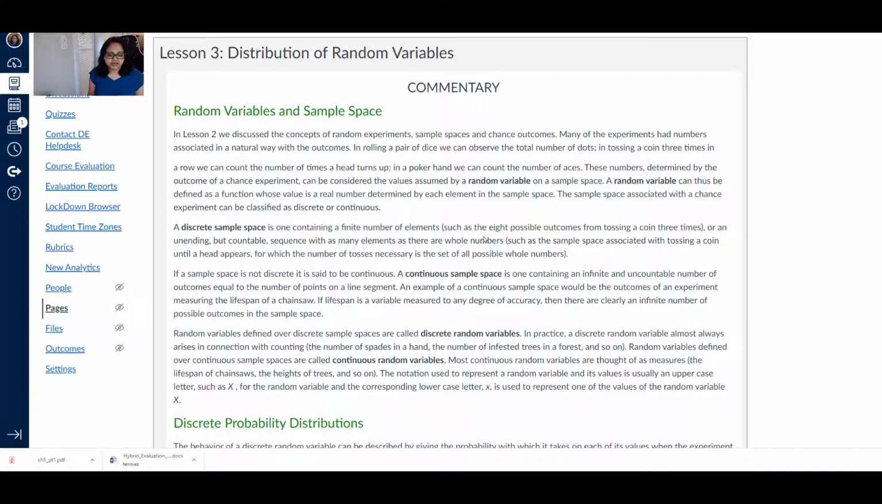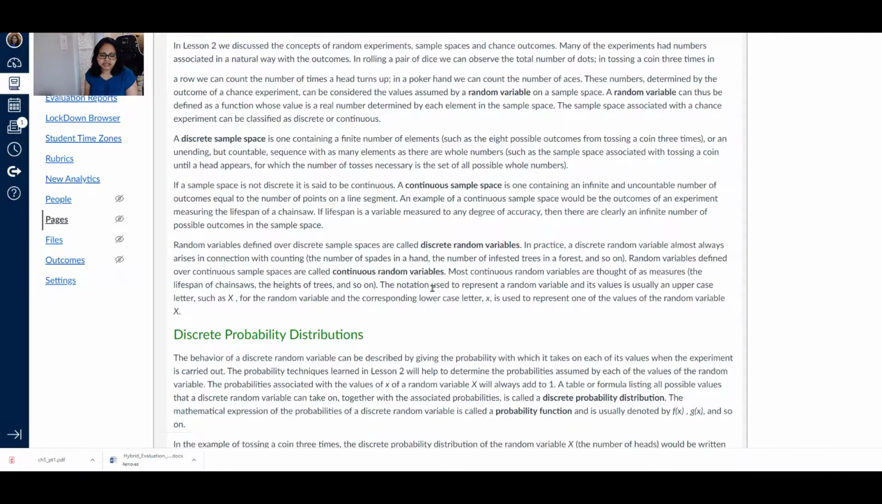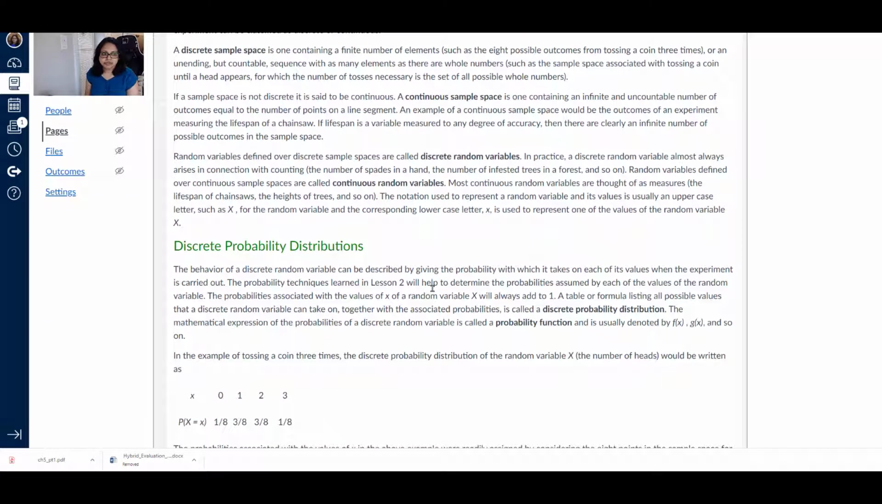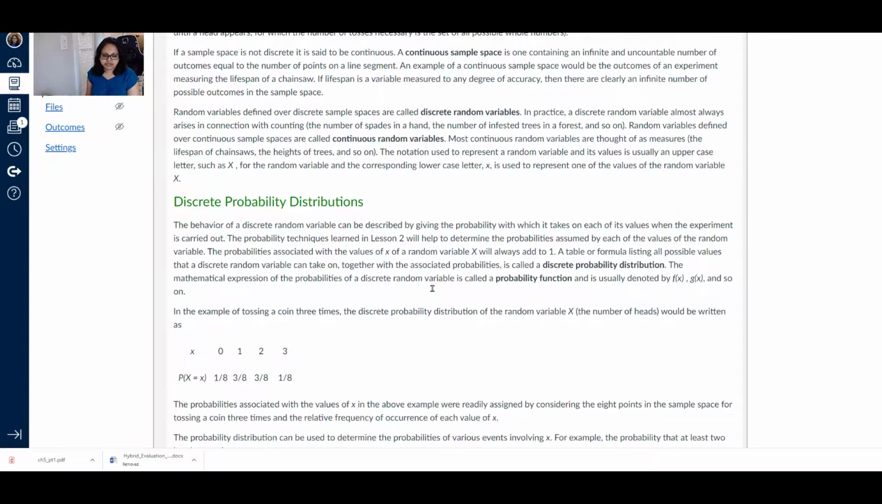If the variable is discrete, then we are calling them discrete random variable. In case of continuous variable, then we will talk about the continuous random variable. So today we'll talk more about the discrete probability and the discrete random variable, the discrete probability distribution, and then I will walk you through using an example.